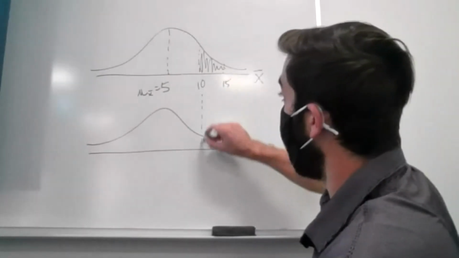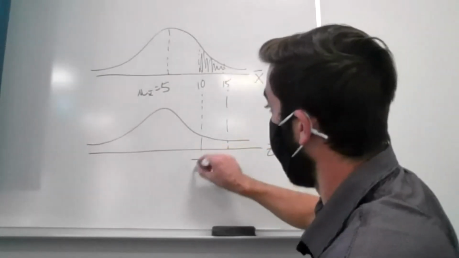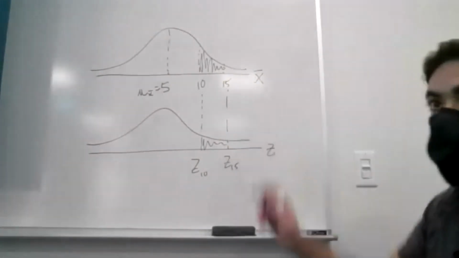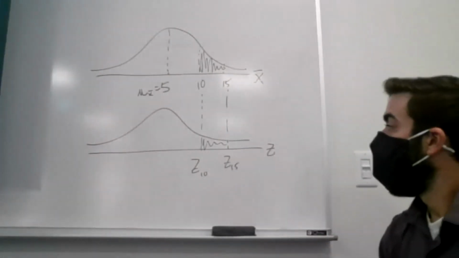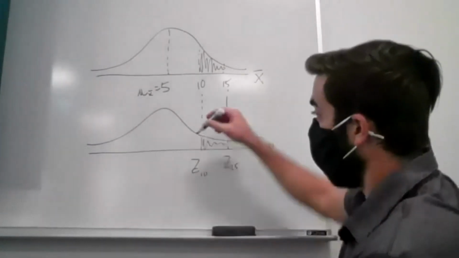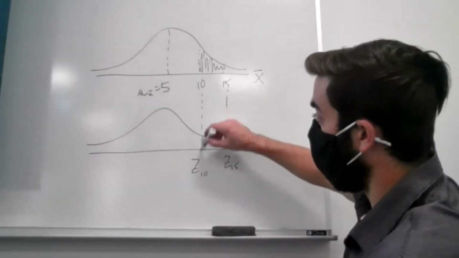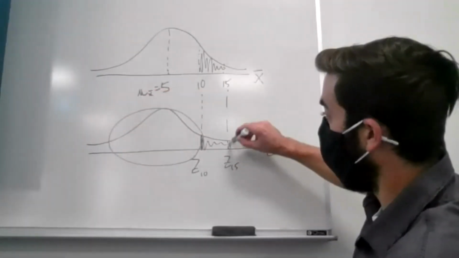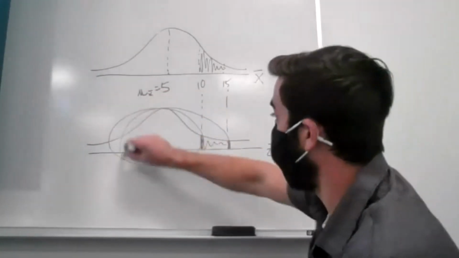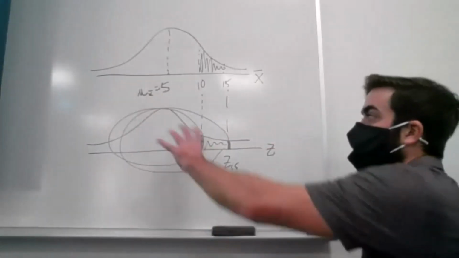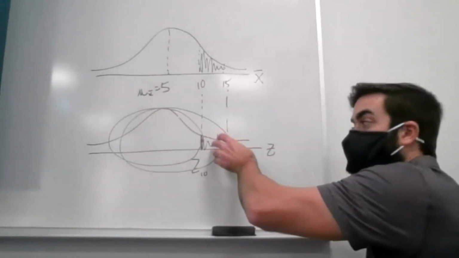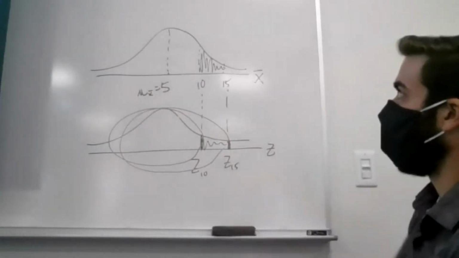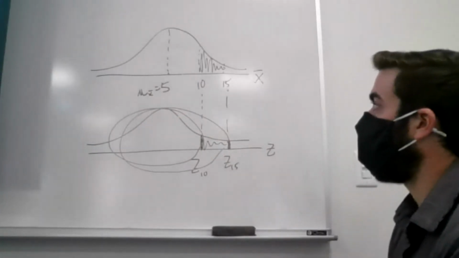I need to convert these values into z-scores. Right? Once I have these z-scores, I can look this z-score up, find the area to the left of it. I can look this z-score up, find the area to the left of it. If I subtract the smaller one from the larger one, I'll be left with just what's in between. But when I'm calculating these z-scores, what am I going to do?